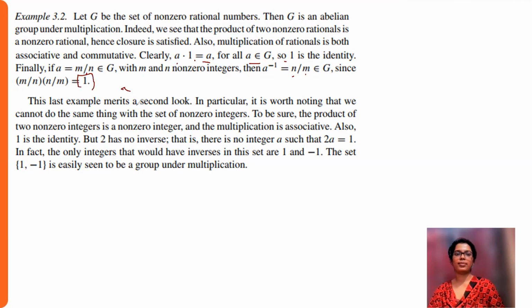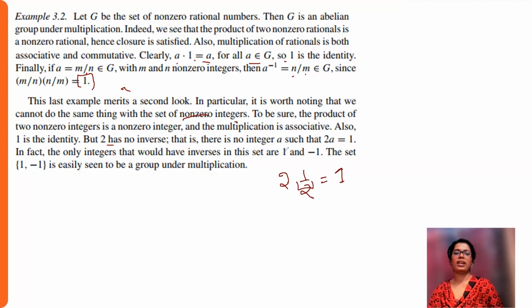This last example is a second look. So from here, we can say that if you're talking about the non-zero integers, okay? If you want to find whether the non-zero integers form a group or not, this is not possible, right? For example, if we want to find the inverse of 2 in this, that should be equal to 1 by 2, right?